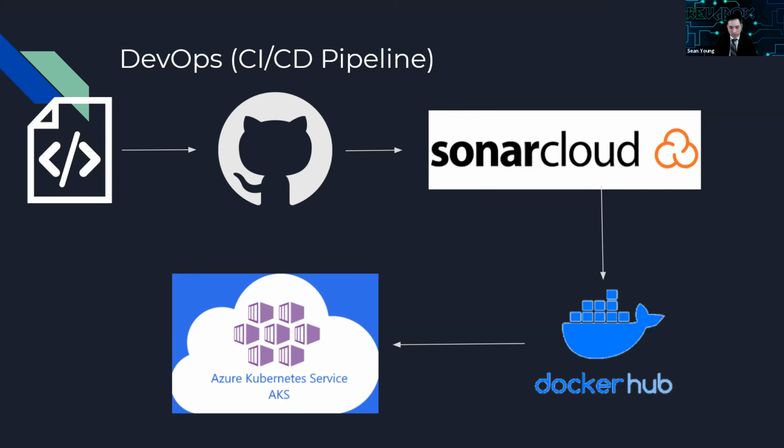From Docker Hub, we set up the Azure Kubernetes Service to pull those images and run those images on containers on the Azure Kubernetes Service.